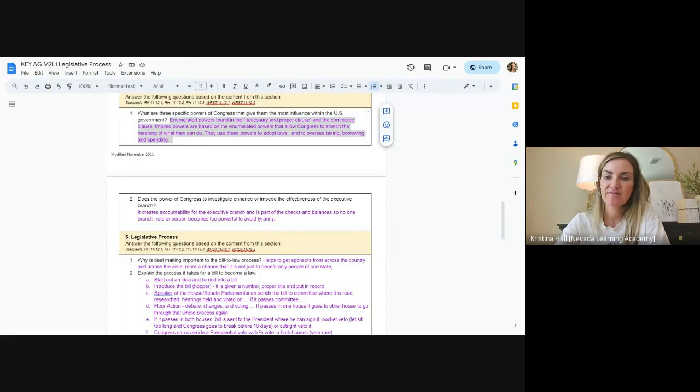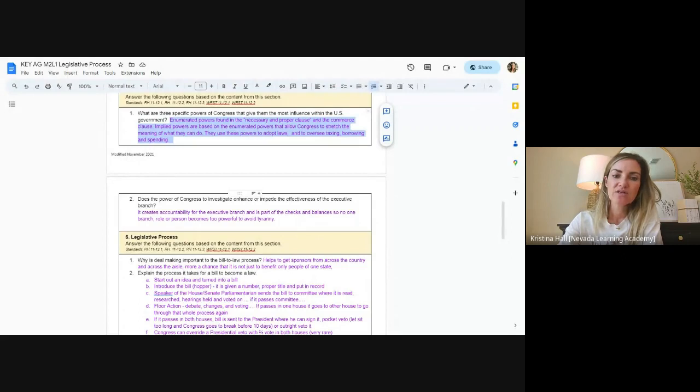This is number 5. Power to tax, borrowing, spending, to make laws, to impeach, to declare war. So they have a lot of power. Their lane is very specific, but they have very specific powers that they are enabled.